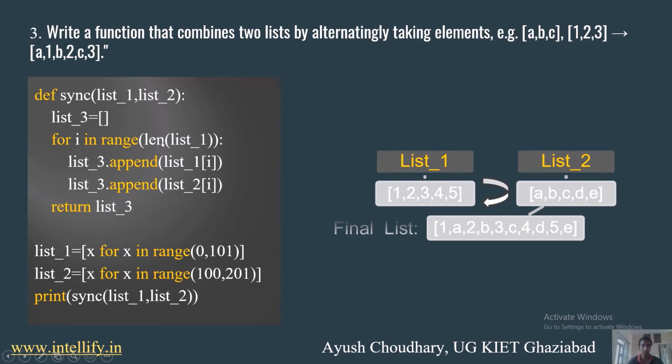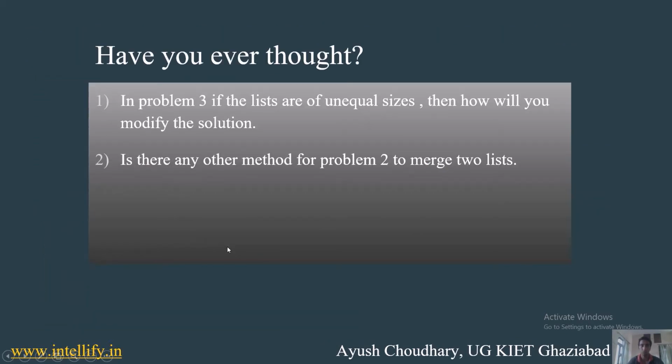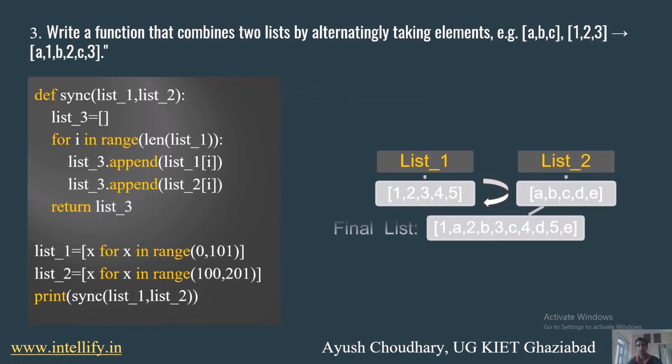Here we simply add the first element of list 1 and the first element of list 2 to list 3. Then we go to the second element and accordingly add both elements to list 3, and we do this until the list is over, and finally we return list 3. Okay, so this is it.